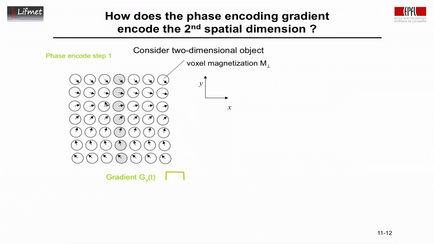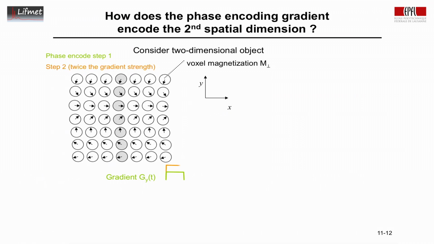These have not changed, the others have changed. These turn to the right, and these turn to the left below. Now we'll repeat this with twice the gradient strength. This means that if we repeat this experiment with twice the gradient strength, for each of the positions, the vector moves by twice the angle.